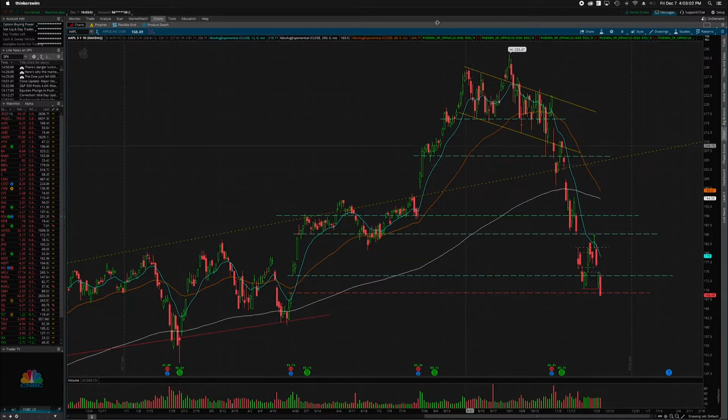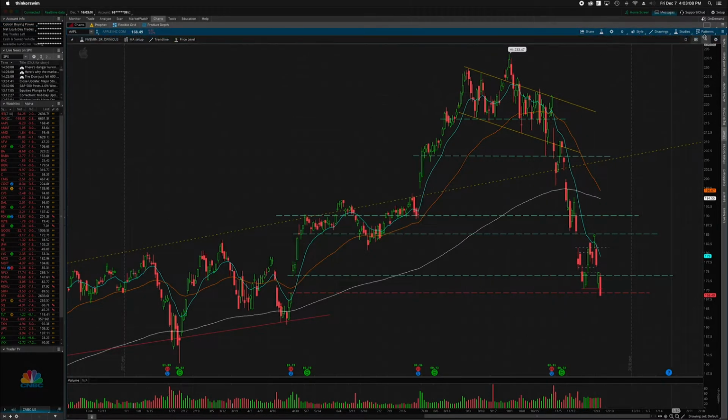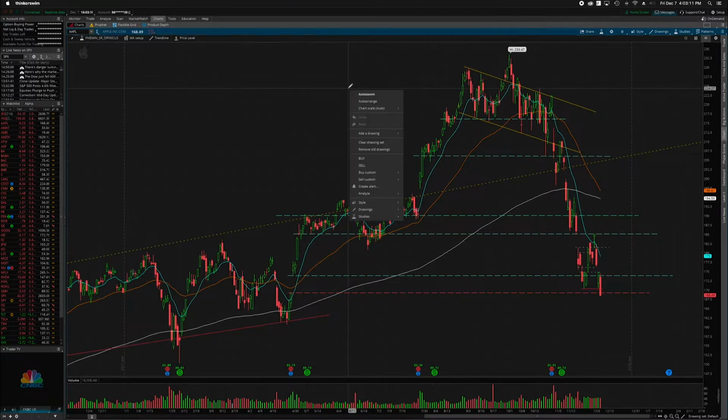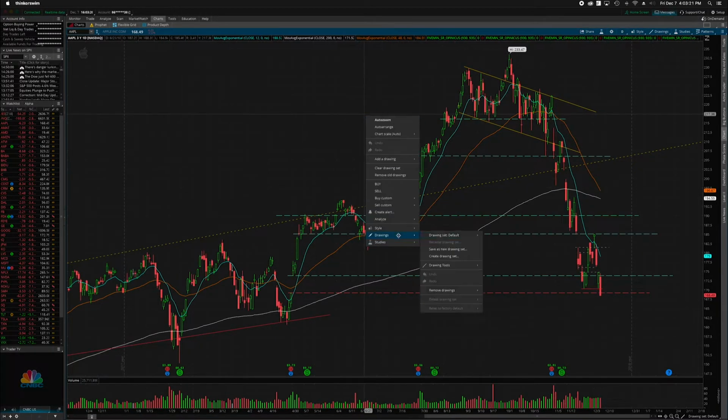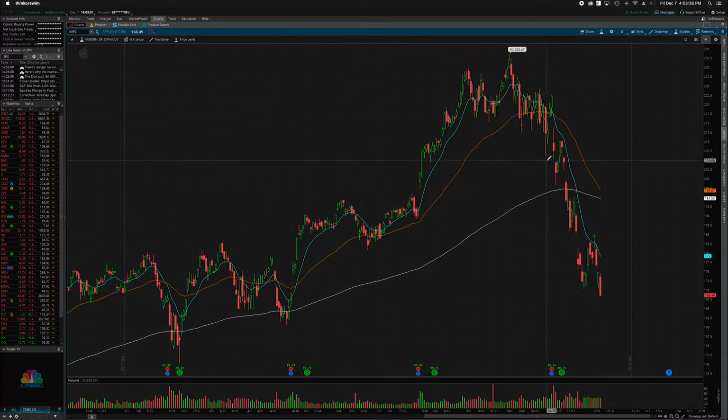All right, so let's get started. First chart we're looking at is Apple. Let me go ahead and clear all of the drawings off. By the way, I am using Think or Swim by TD Ameritrade. Yes, just cleared Apple off there.